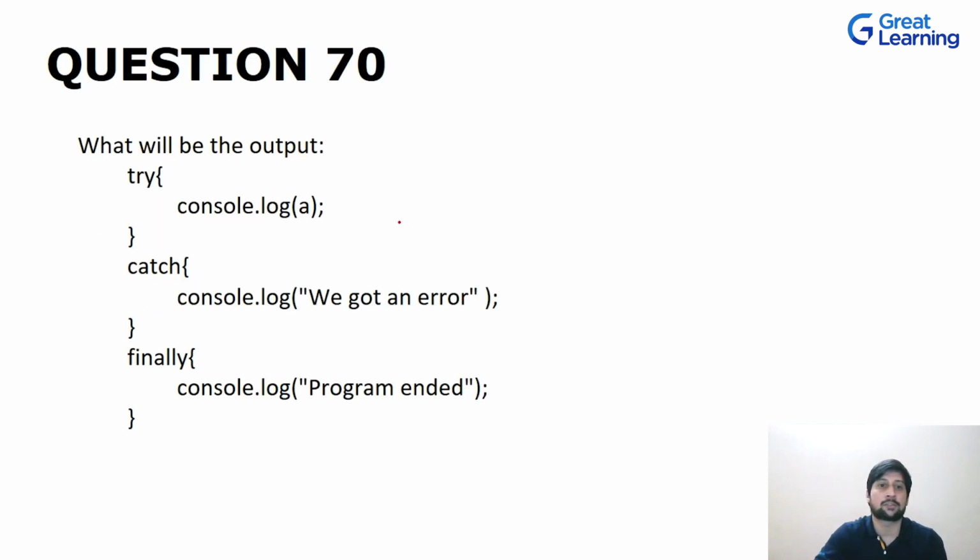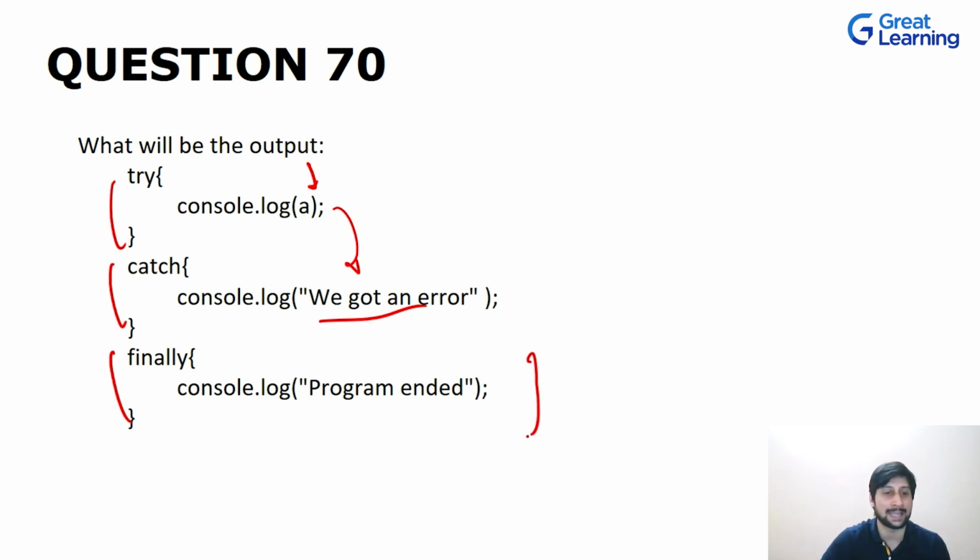Okay, let's talk about the next question, which is we have a try block, we have a catch block, and we have a finally block. Now obviously A has not been defined, so it will go to the catch block. It will print this message we got an error, and then should it print this finally block? Yes, it will always be printed, or whatever is in the finally block will always be executed. Okay, no matter if there is an error or not.